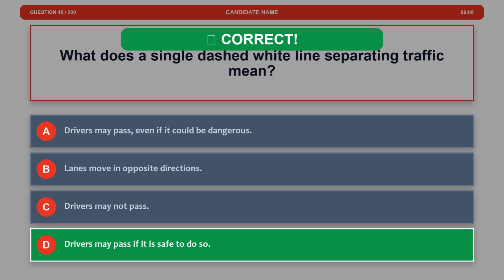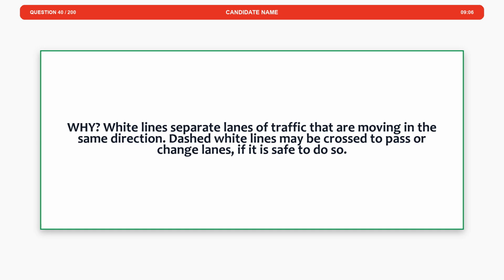The correct answer is option D, drivers may pass if it is safe to do so. Explanation. White lines separate lanes of traffic that are moving in the same direction. Dashed white lines may be crossed to pass or change lanes, if it is safe to do so.